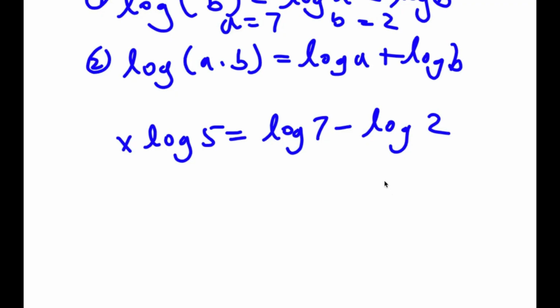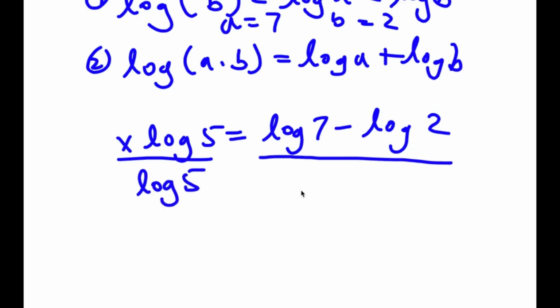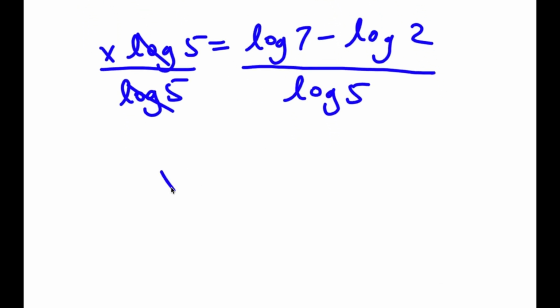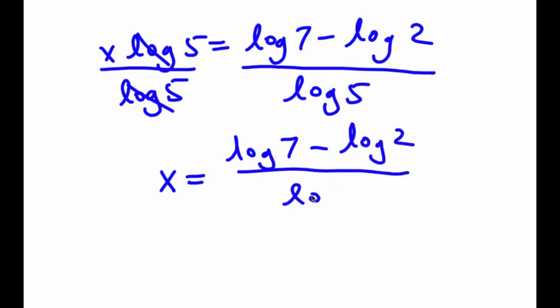All right, so now to solve this problem, I'm going to first start by isolating x, because we obviously want to isolate x to find the value of x. So now if I divide both sides by log 5, these two cancel out, and I will be left with x is equal to log 7 minus log 2 over log 5.